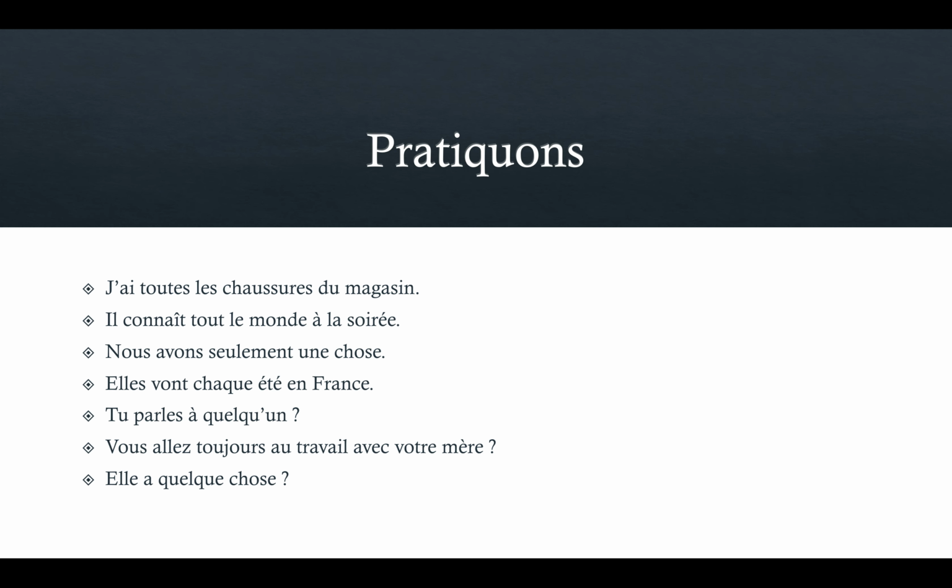Il connaît tout le monde à la soirée. How would you make this negative? He knows everyone. And on the flip side of it, you would say what? And I have the answers on the next slide, I should say. Nous avons seulement une chose. We have only one thing. Well, how else could you say we have only one thing? Okay, so exactly the same thing, but using a construct that's different.